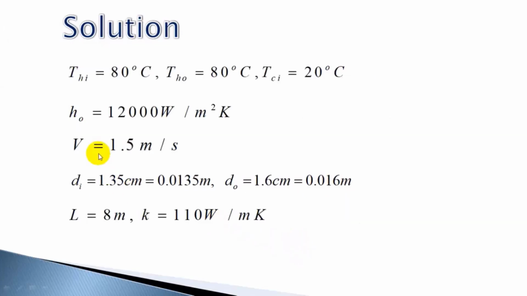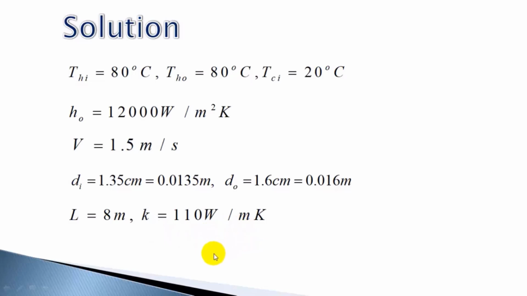Let us tabulate the given data. Inlet temperature of the hot fluid is 80 degrees centigrade. Outlet temperature is also 80 degrees centigrade. Inlet temperature of the cold fluid, that is water, is 20 degrees centigrade. h0, the outside heat transfer coefficient, is 12,000 watts per meter square Kelvin. Velocity of water in the tube is 1.5 meters per second. Inside and outside diameters of the tube, converted into meters, are 0.0135 and 0.016 meter. Length of the tube is 8 meters. Thermal conductivity of the tube wall material is 110 watts per meter Kelvin.